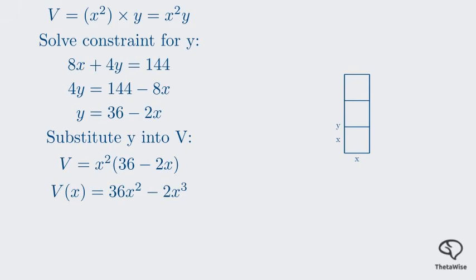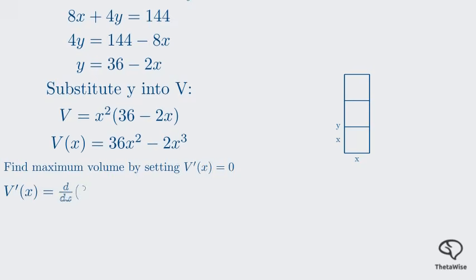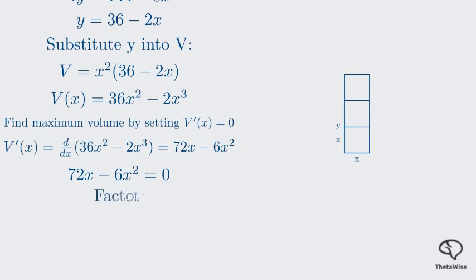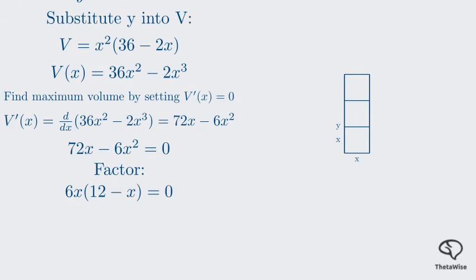To find the maximum volume, we find the critical points by taking the derivative of V with respect to x and setting it to 0. The derivative, V prime of x, is 72x minus 6x squared. Setting this to 0, we have 72x minus 6x squared equals 0. We can factor out a common factor of 6x. This gives us 6x times the quantity 12 minus x equals 0.